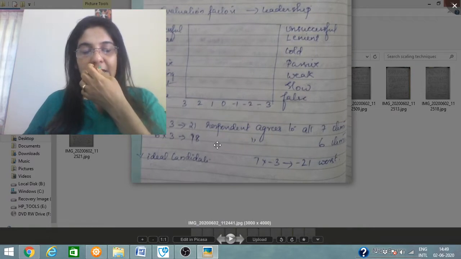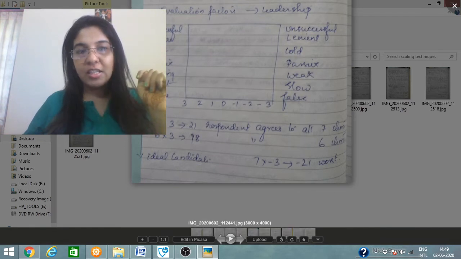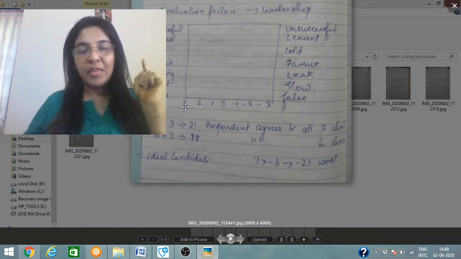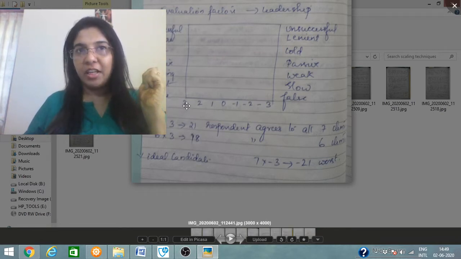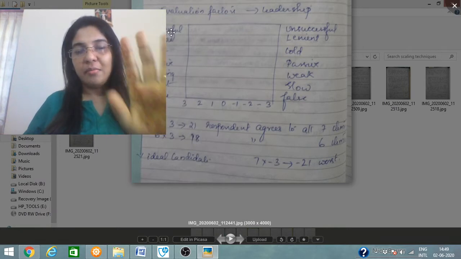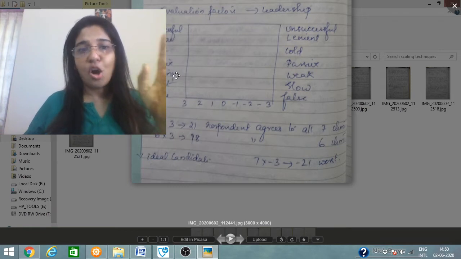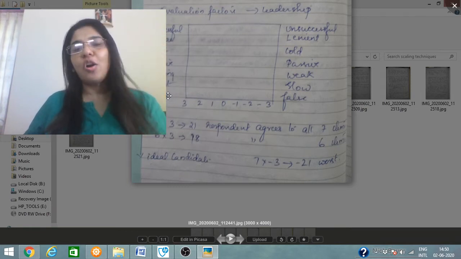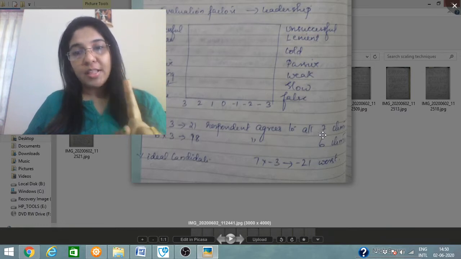So if a respondent agrees for all the 7 variables, he gives a rating of 3. So the maximum weightage is 21, 7 into 3, understood? For all the 7 variables I give a value of 3. I am satisfied with him as a leader. He is successful, severe, hot, active, strong, fast, true, etc. I strongly agree to it, so I give a value of 3. So 7 into 3 is 21, which shows that the respondent agrees to all the 7 items.